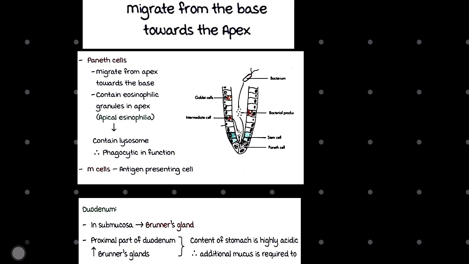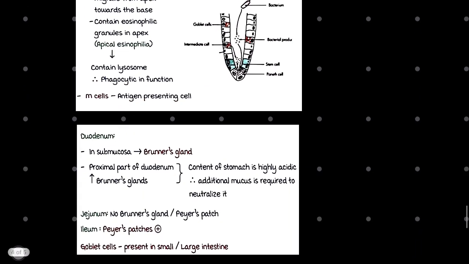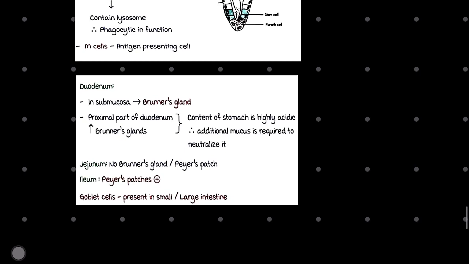Okay, we talked about M cells. What are these M cells? These are antigen presenting cells to our lymphocytes. Similarly, we talked about the duodenum. In the submucosa there is one exclusive gland, right? And these are exclusively present in the proximal part of the duodenum.